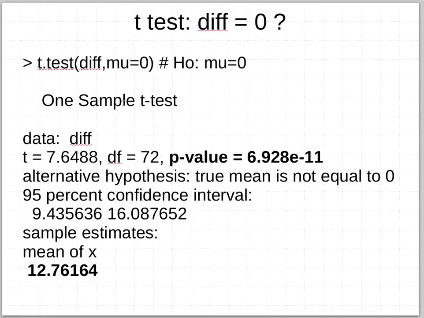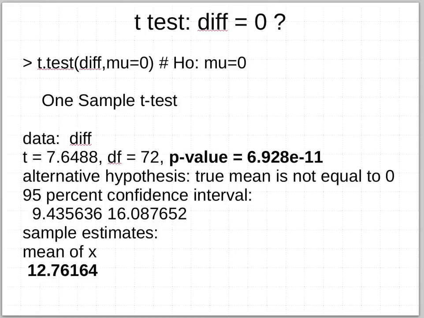So a 1 sample t-test where we're looking at the difference relative to 0, and we get this kind of output. The data is in the difference, and the t-test score is this 7.6, which you can look up in a table. I'll show you in just a second. The degrees of freedom is 72. N was 73, so 73 minus 1 leading to that degree of freedom value.